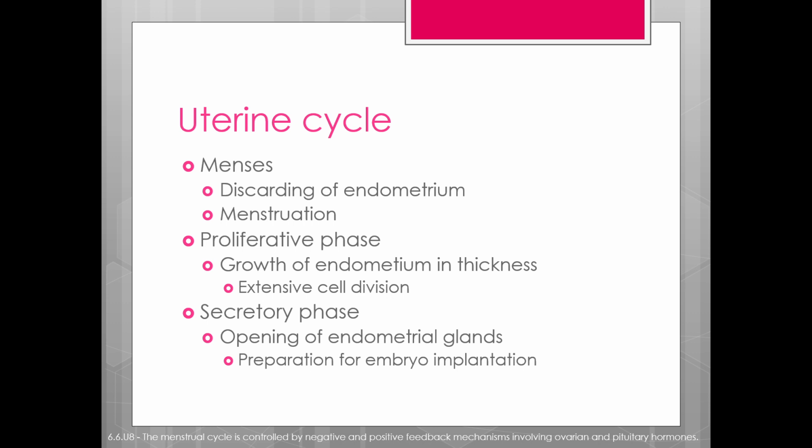After menses, there comes so-called proliferative phase. At this moment, endometrium is rebuilt. What actually means excessive divisions of cells. This is why this phase is called proliferative phase. Proliferation is many divisions. So endometrium grows in thickness. Many new layers of cells are added.